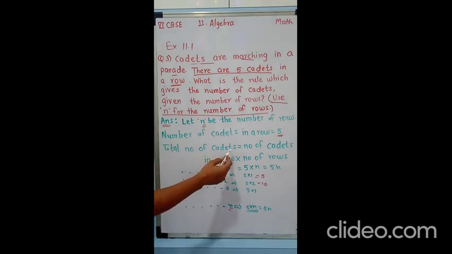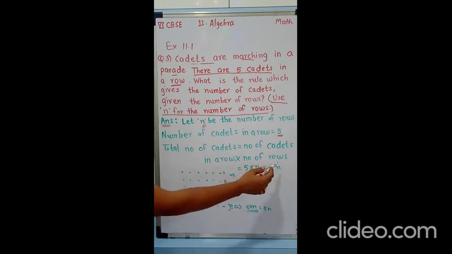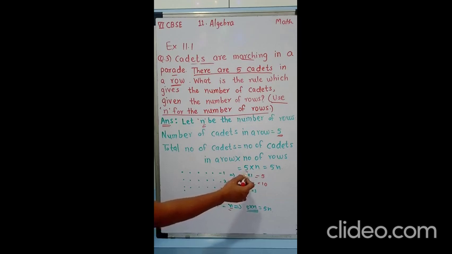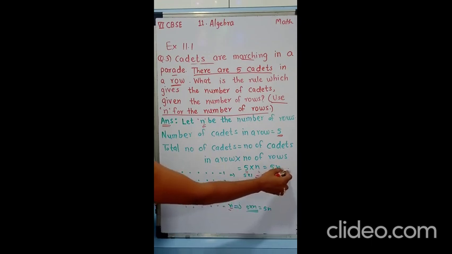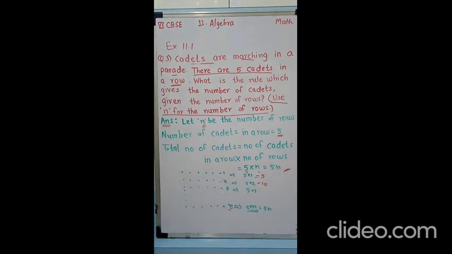So how will we solve? Total number of cadets equals number of cadets in one row into number of rows. Here the number of cadets in one row is 5, into n, is equal to what? 5n. And that is the answer.